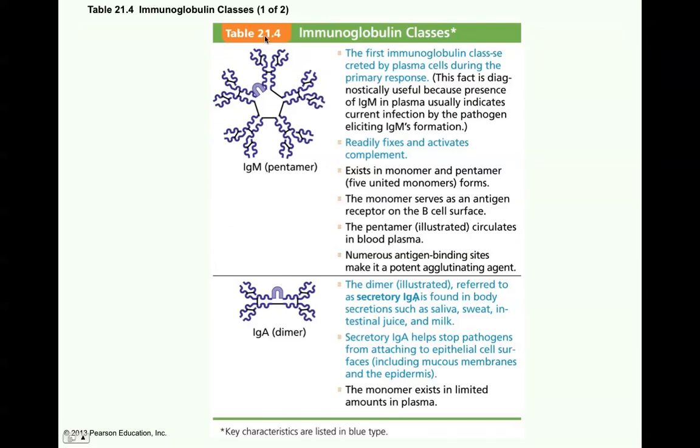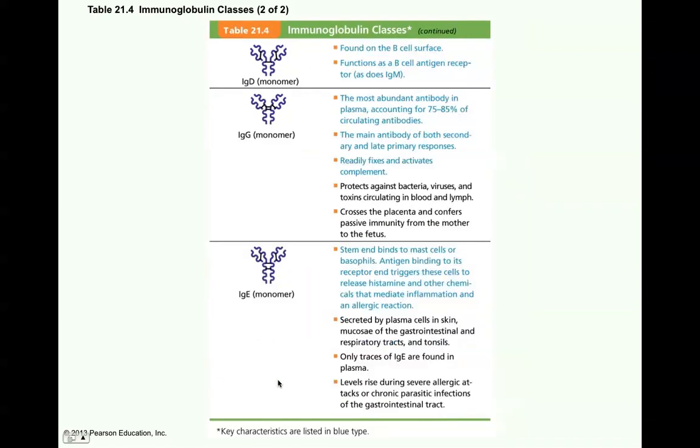This is showing table 21.4. There's actually 2 parts to this, 2 slides. Immunoglobulin classes. This would be your IgM, which looks like a big star shape, and it talks about how it's very early in the primary response. Then you have IgA here, and here's IgD, IgG, and IgE.